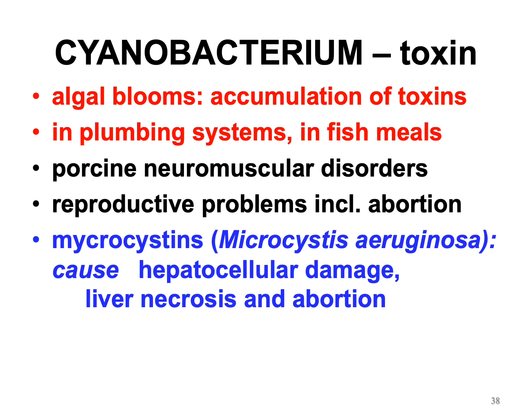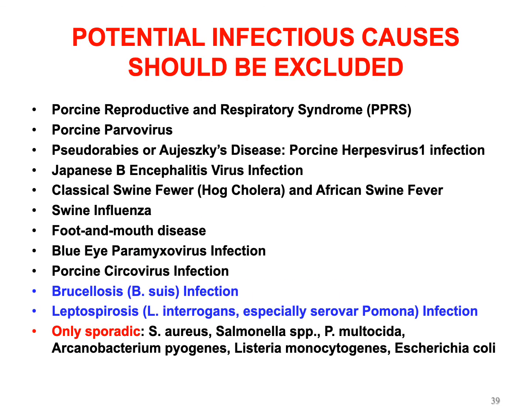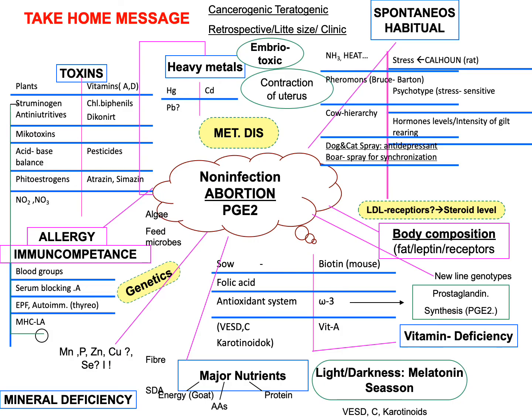To finish with, there is a list of potential infectious causes which should be excluded if you see abortion, and only after can you check the different etiology of non-infectious abortion. Finally, I summarized as a take-home message the whole lecture in form of a brain map. You can overview it.